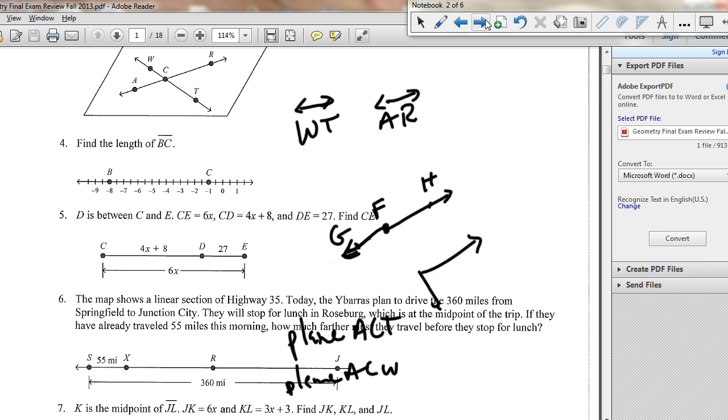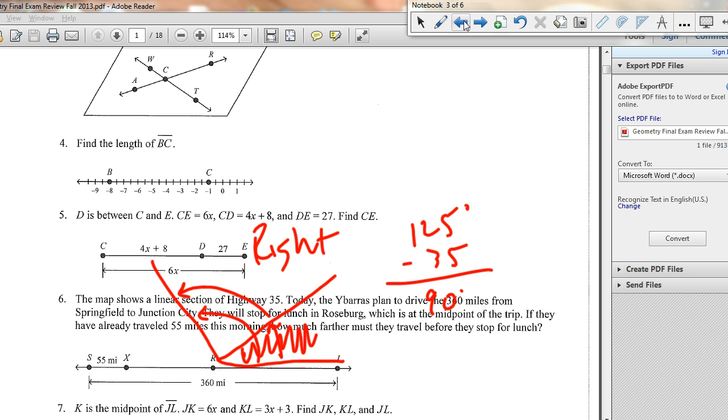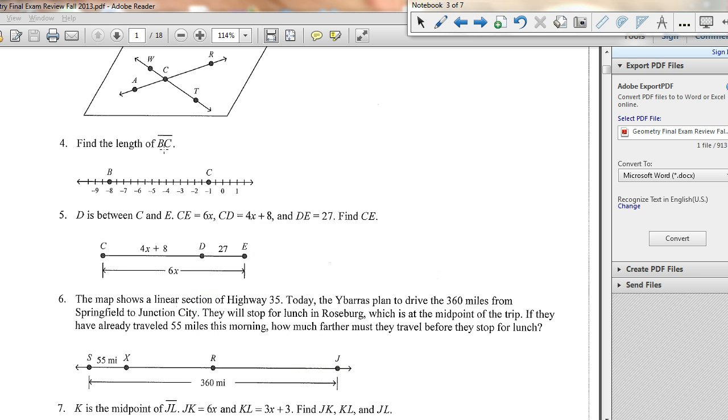Find the length of BC. So basically, this is a question that has to do with segment addition postulate. Well, I guess that one isn't. The second one, I think you can find the length of BC. It's just going to be 7. Okay, this one has to do with segment addition postulate. 4x plus 8 plus 27 equals 6x. The part plus the other part equals the whole. You figure out what x is and plug it back in to find CE. Okay, let me know if you have questions during class.